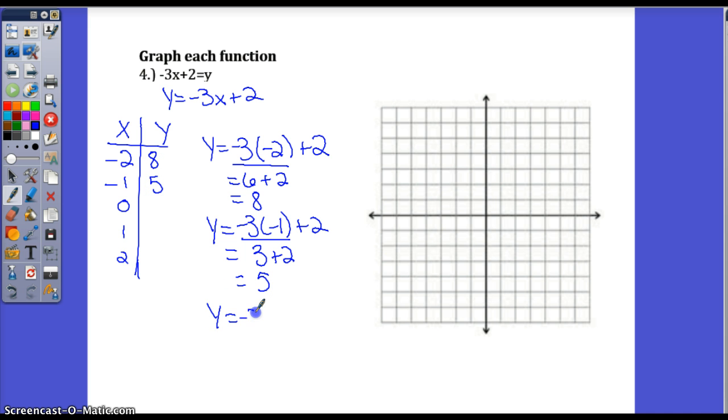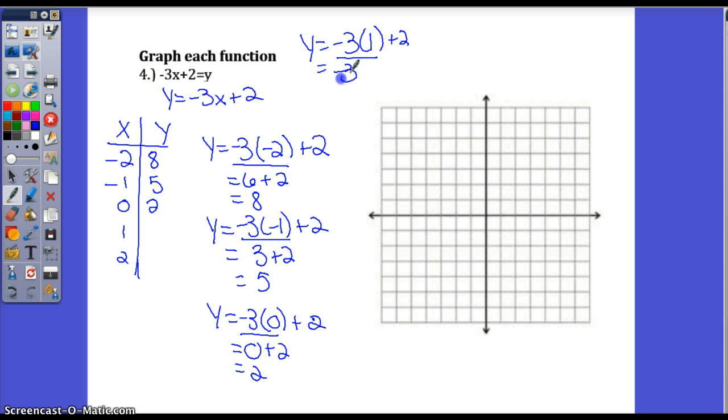Third one, y equals negative 3, still keep it in parentheses, times 0 plus 2. Negative 3 times 0 is 0 plus 2, which gives me 2. Plug in our 1. y equals negative 3 times, in parentheses, 1 plus 2 equals negative 3 plus 2, which is negative 1. Last but not least, y equals negative 3 times 2 plus 2. Negative 3 times 2 gives me negative 6 plus 2, which equals negative 4.